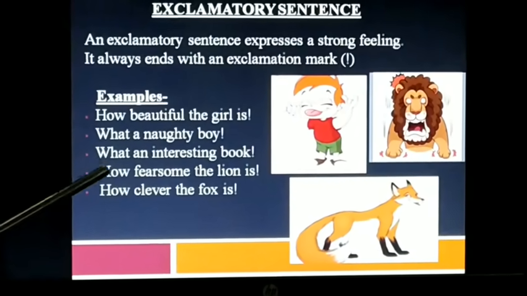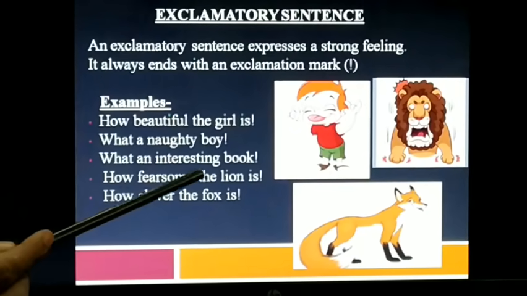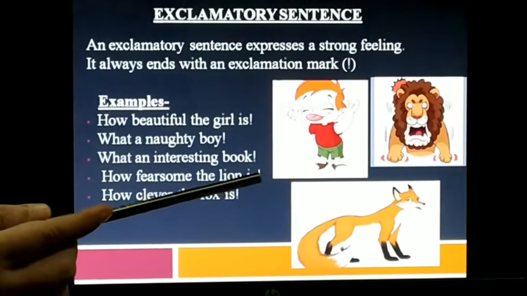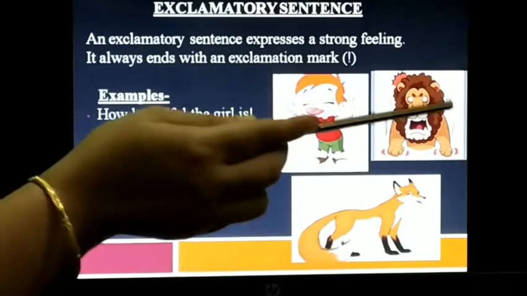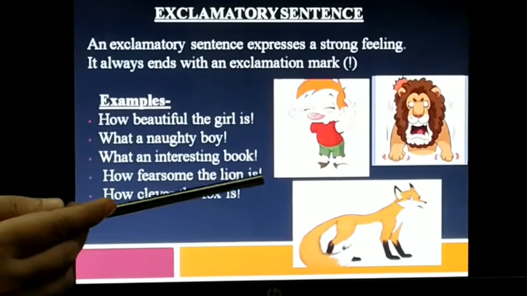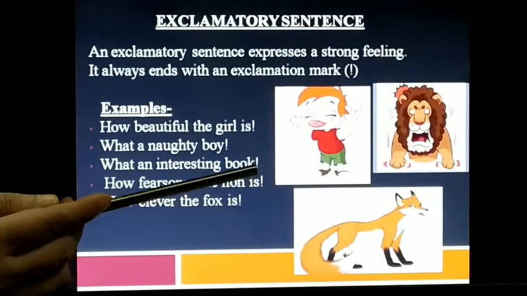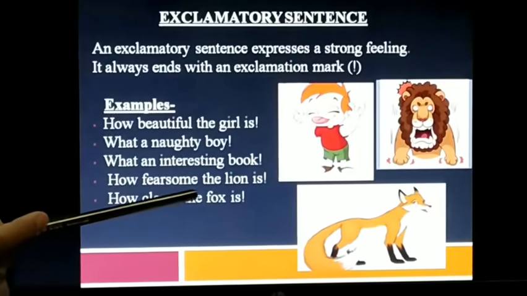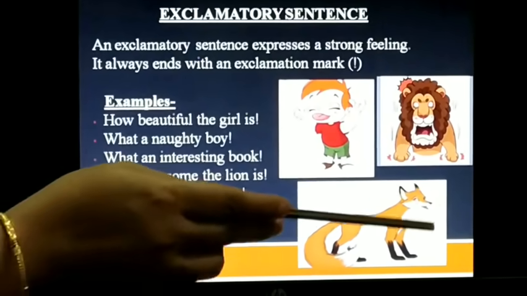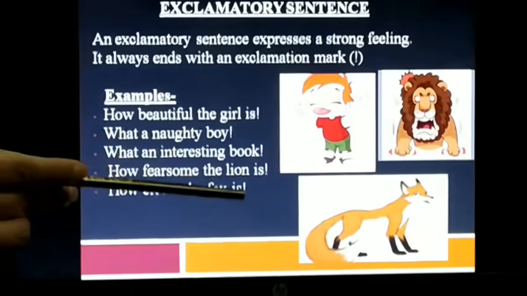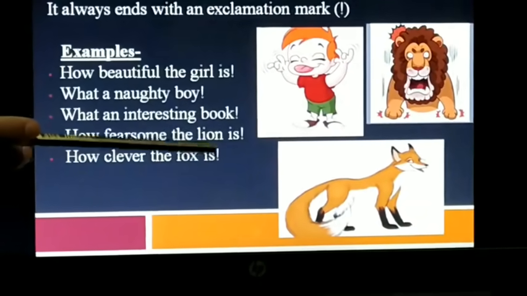So, how fearsome the lion is! See the lion? Here also you can see the exclamation mark at the end of the sentence. How clever the fox is! Can you see the picture of the fox here? And there's an exclamation mark at the end of the sentence.